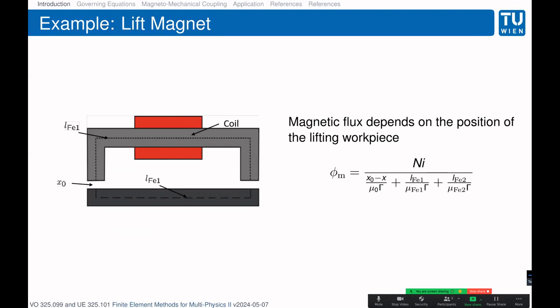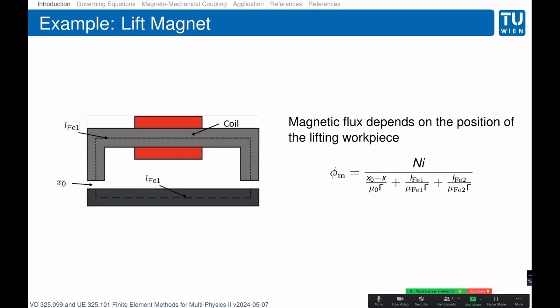So to start off, a simple example where we need both mechanics and magnetic effects is, for example, this lift magnet. So we have a coil that introduces a current in the yoke, and the magnetic flux is closed through this air gap, and in this air gap we will have pole forces acting on, for example, an iron workpiece, and therefore moving it.